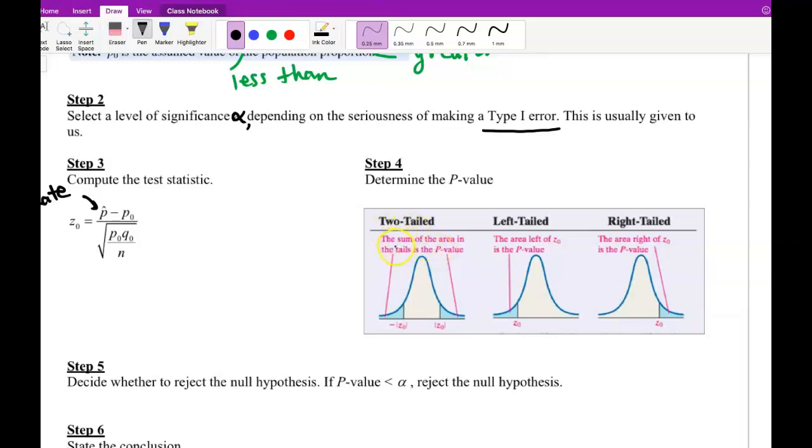Okay, for two-tailed, we have the sum of the area in the tails is the p-value. So adding the area on this part and this part, we're going to add these two. That is our p-value. For left tail, our p-value is the area left of z0. So that is our z, and the area to the left is the p-value. And for right tail, the area to the right is our p-value.